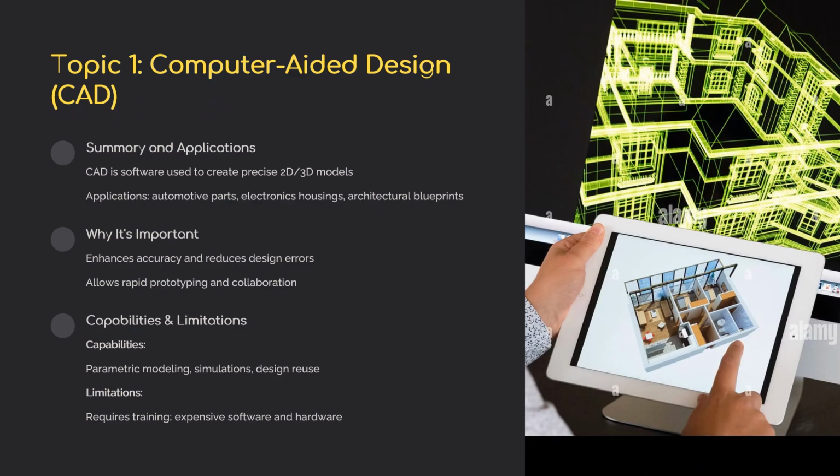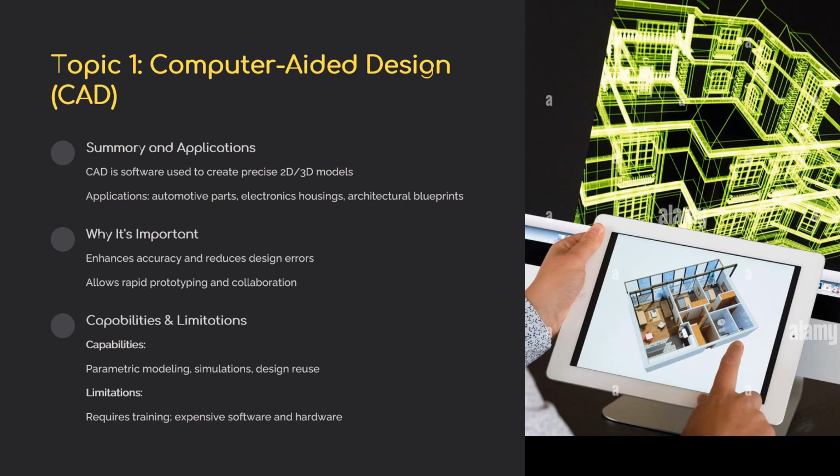Computer-aided design, or as it's commonly known, CAD. CAD is software that allows engineers to create highly accurate 2D and 3D models. It's used across almost every industry: automotive, aerospace, architecture, electronics, and even fashion. One of the biggest advantages of CAD is precision. Hand drawings can't match the level of detail and accuracy that CAD offers. With features like parametric modeling, engineers can change one dimension and automatically update the rest of the design.